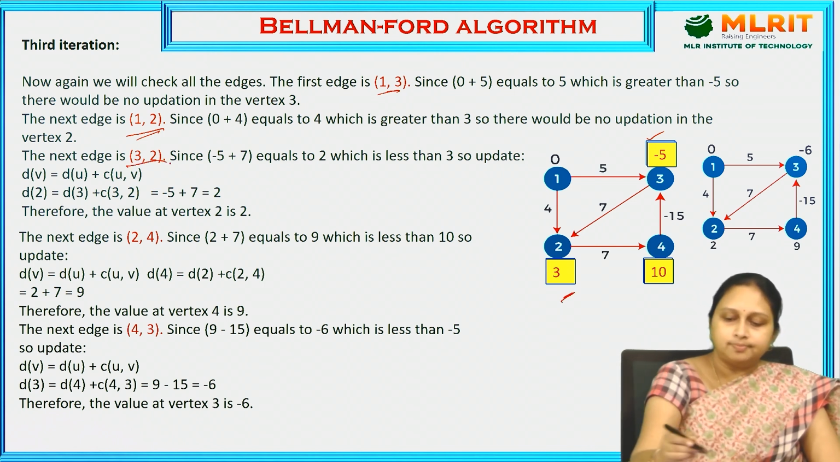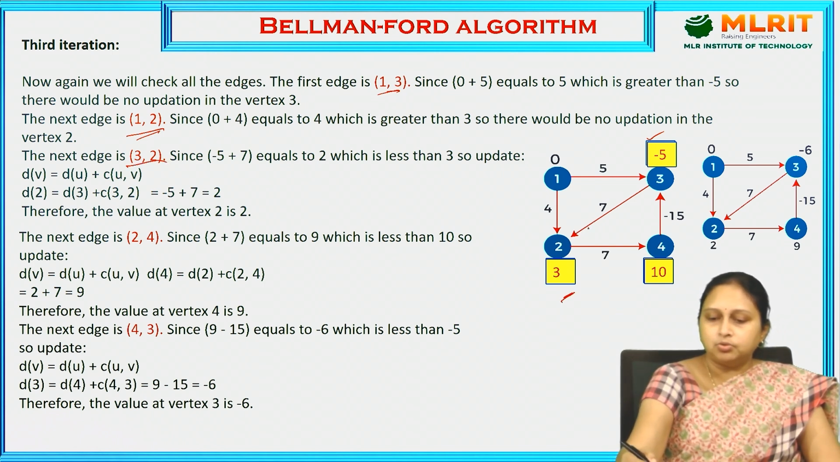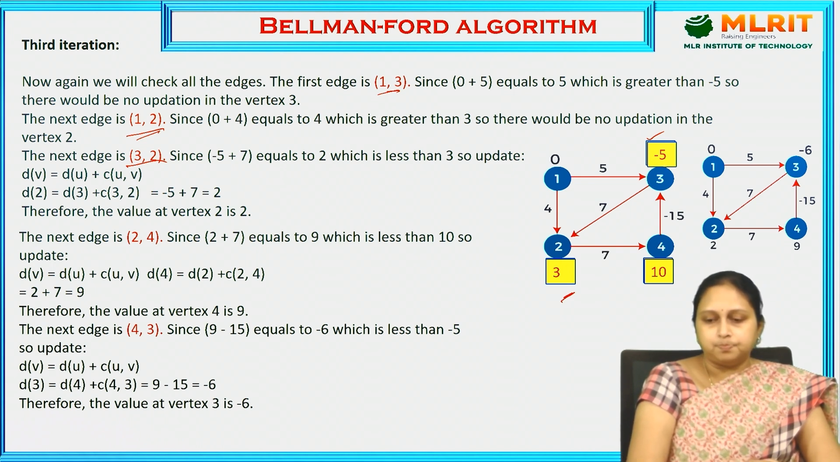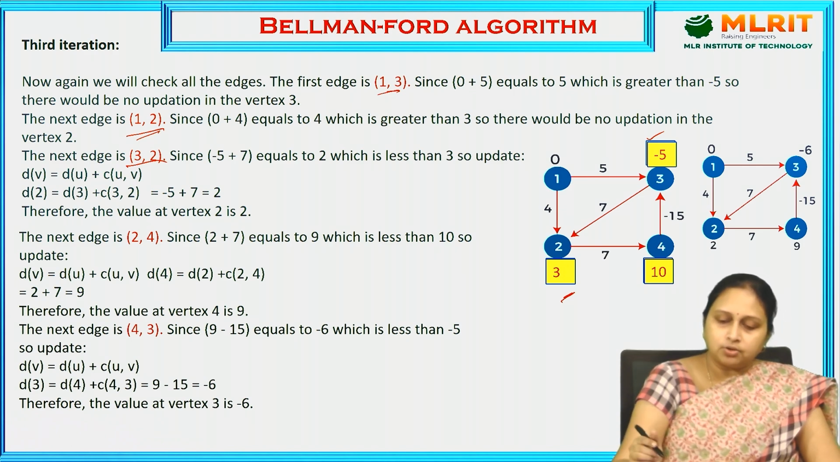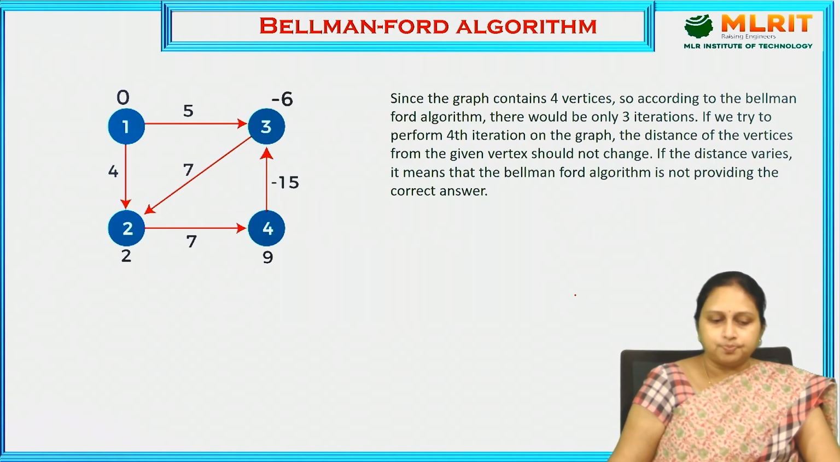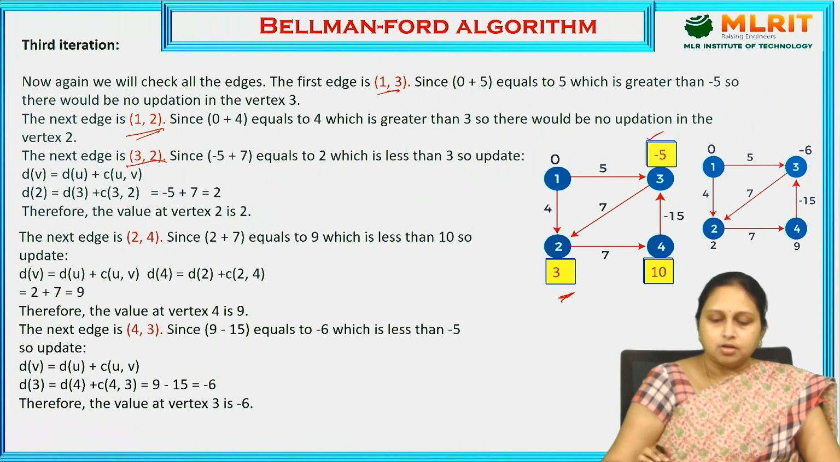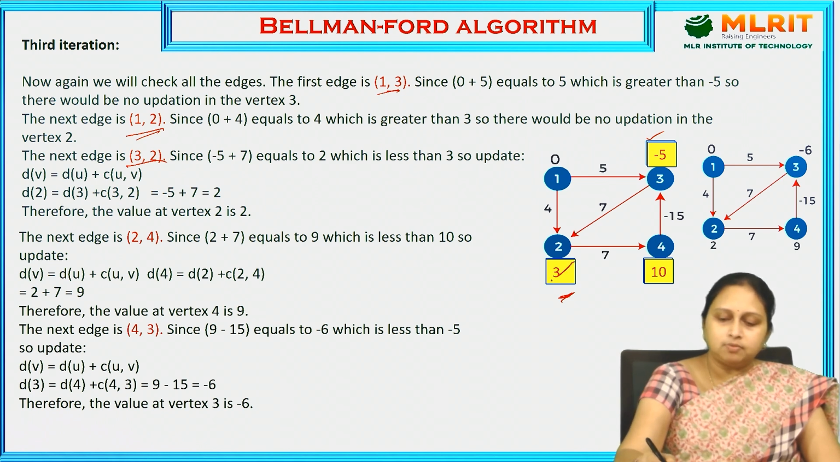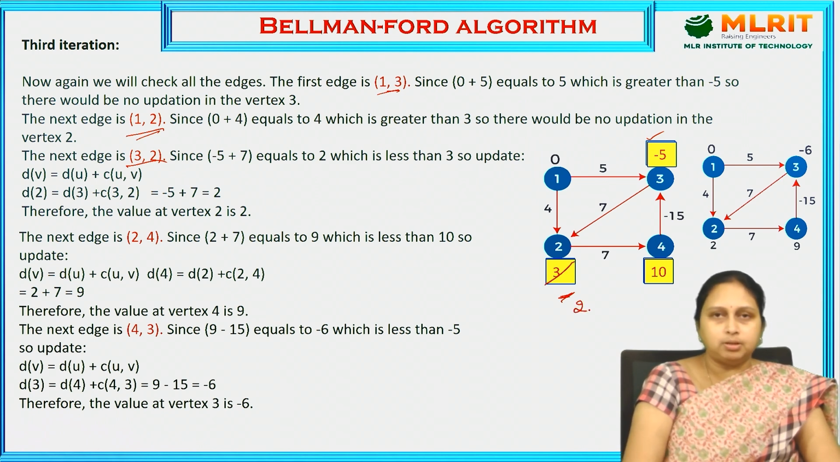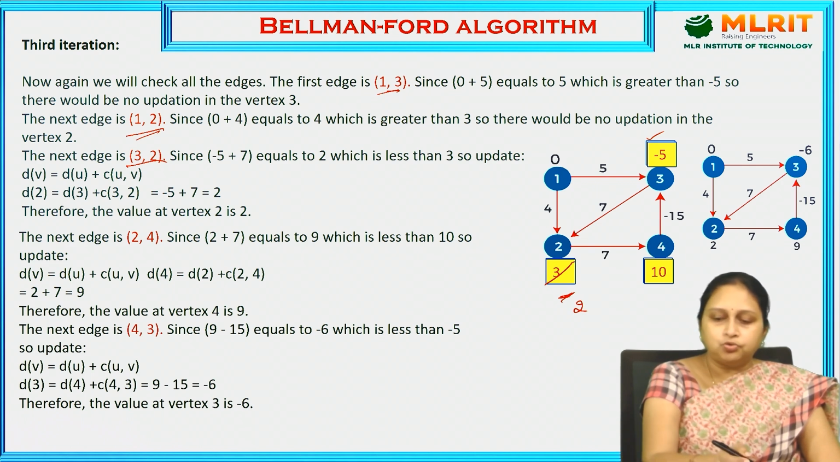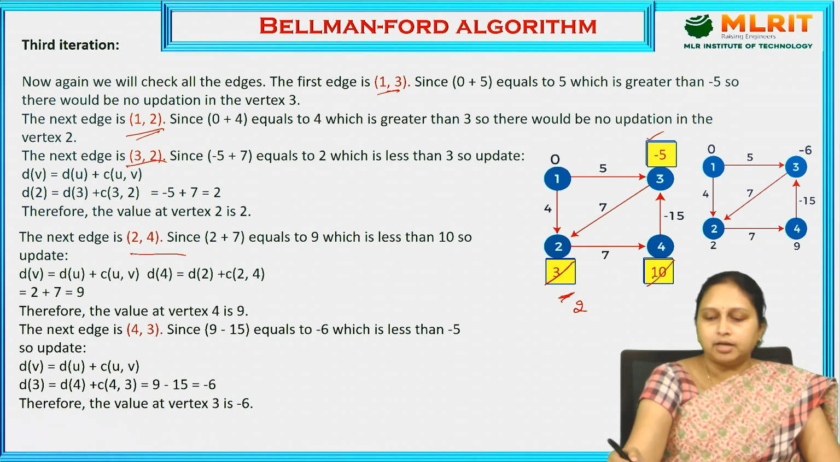3 to 2. We have 3 to 2, which is minus 7 plus 5, which is 2. So I need to replace this 3 with the 2 value. 2 is the minimum value, right? Next, I am going to have 2 to 4. 2 plus 7 is 9. So I am going to replace 10 with 9.